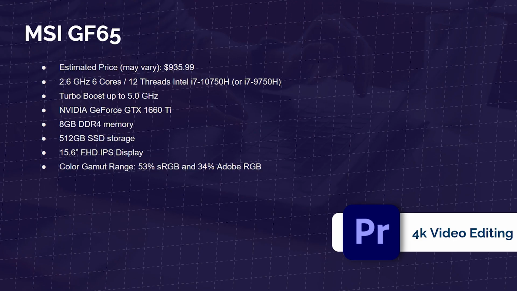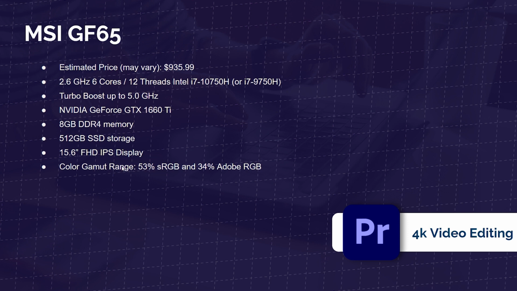It's around $935. You have the i7-10750H or the earlier i7-9750H. Either model works well. You're going to see about a 10% increase in performance with the newer 10750H. Not huge. So if you can find this model for a little less, I would honestly go for the 9750H. It's a great buy. Comes with the GTX 1660 Ti, 8 gigs of RAM. I'd upgrade that to 16 if you want to get more performance and multitasking.